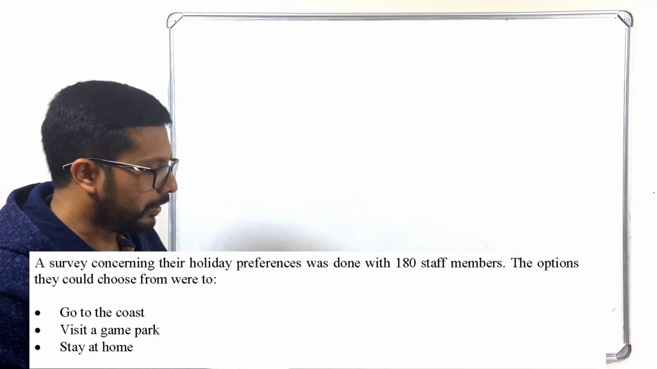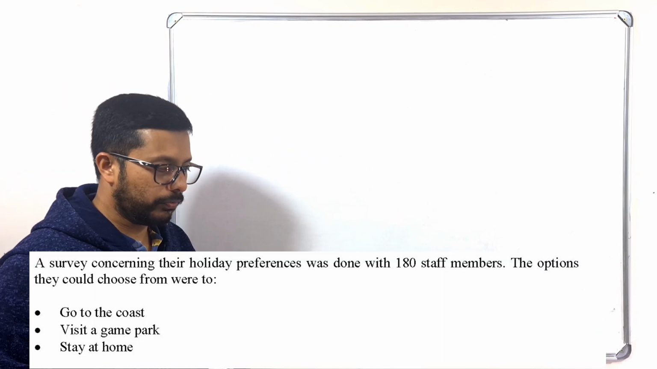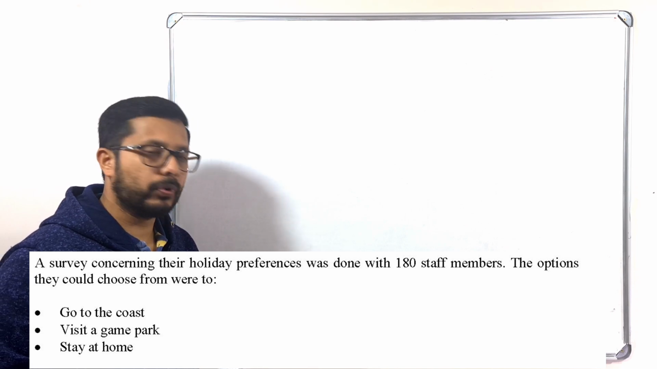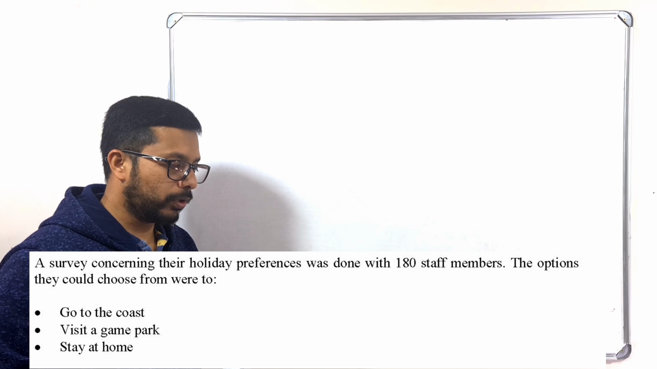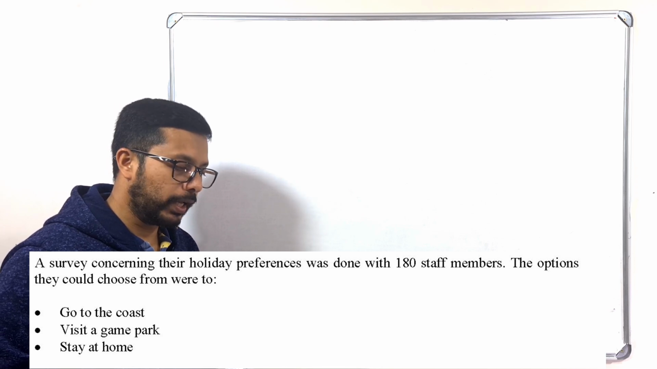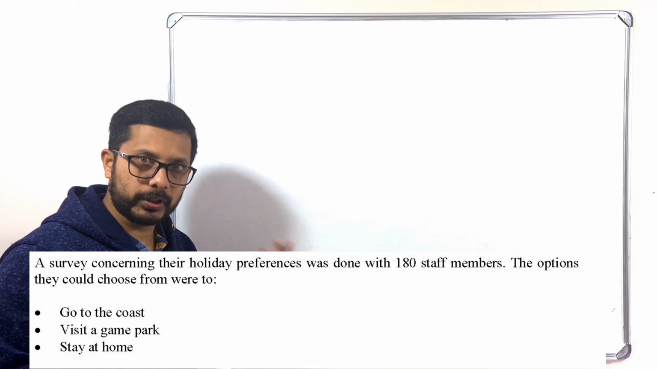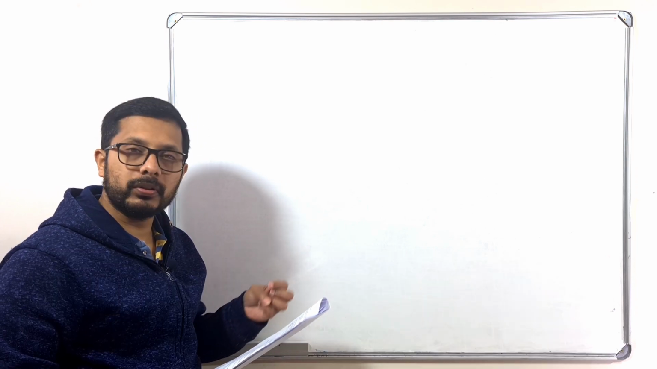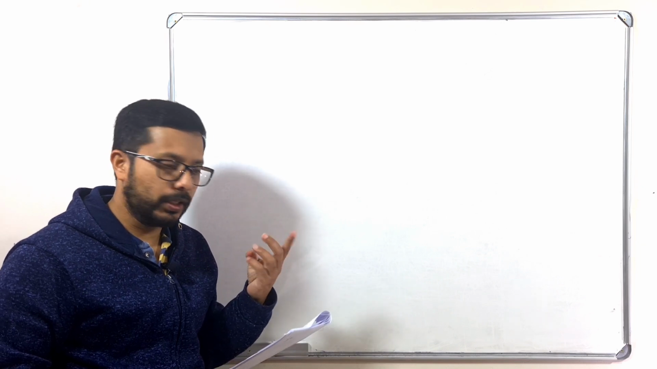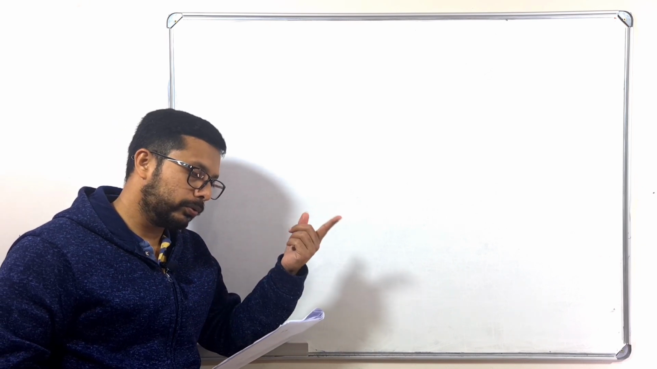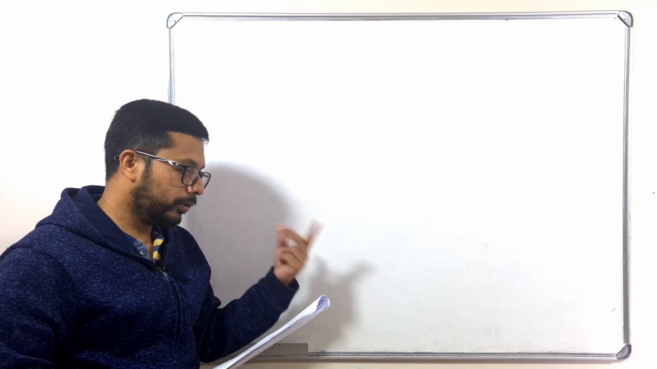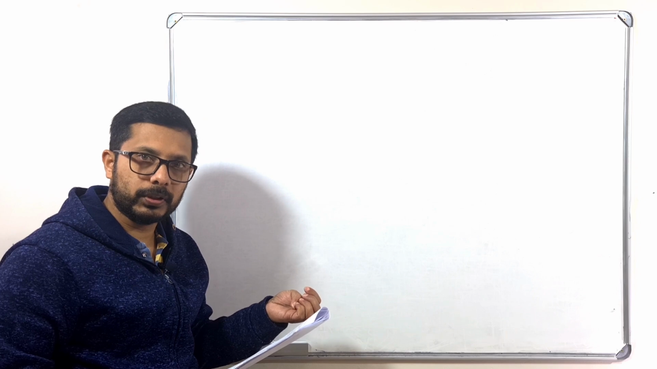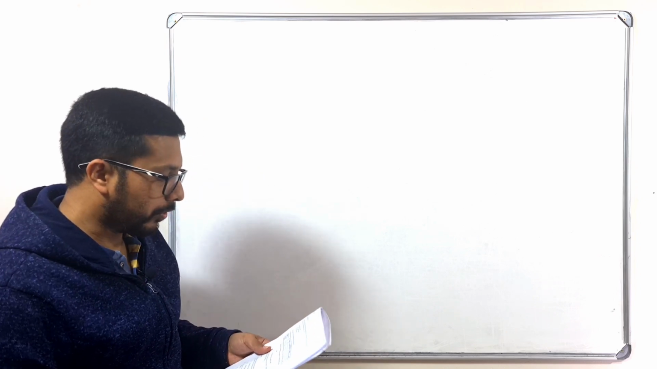A survey concerning their holiday preference was done with 180 staff members. So there is a survey for their holiday preference. How many staff members are there? 180 staff members altogether. The options they could choose from were three. What are the three options? Either they can go to the coast, or coastal area, or visit a game park, or stay at home. They have three options for their holiday.